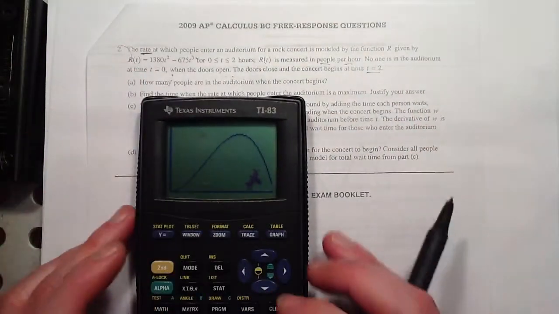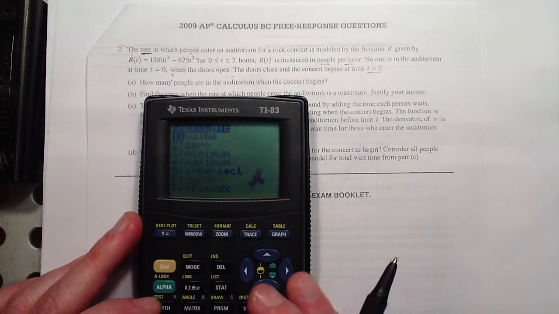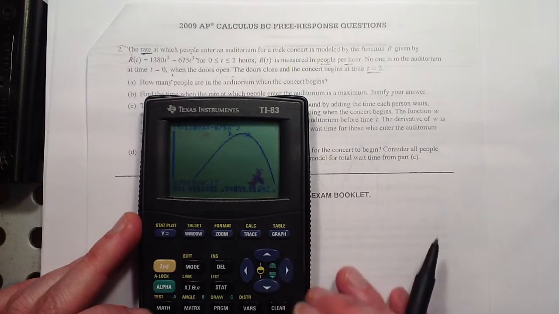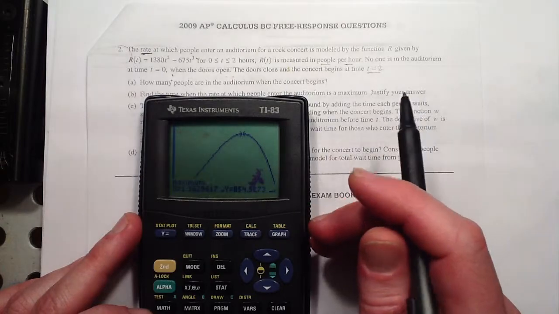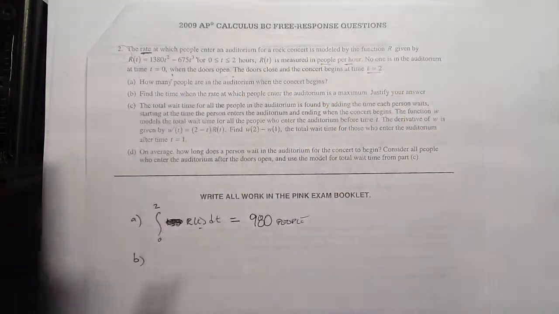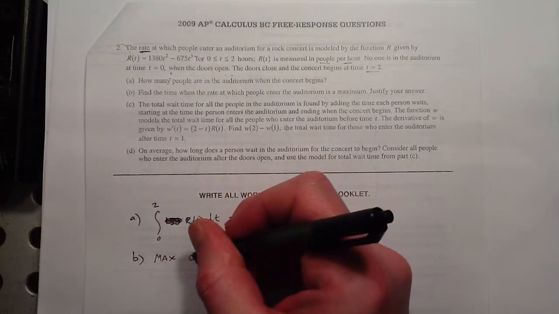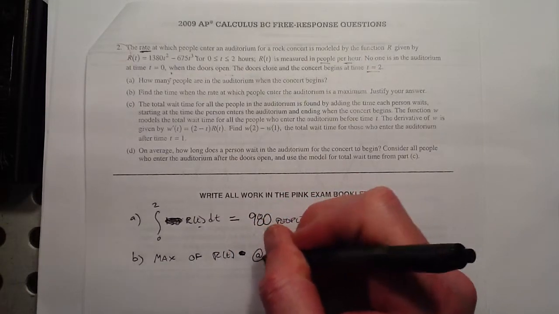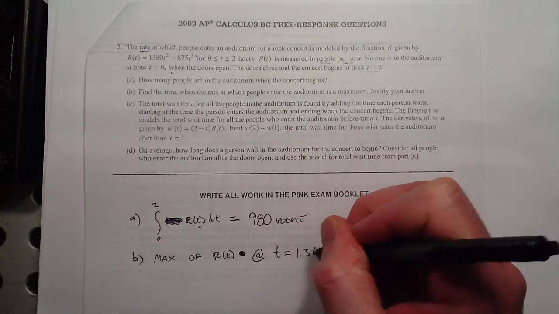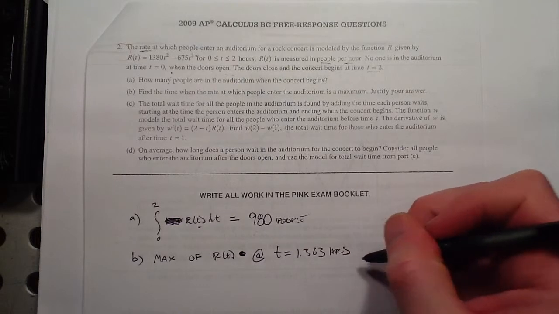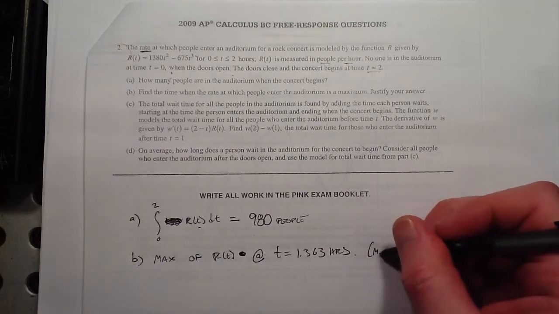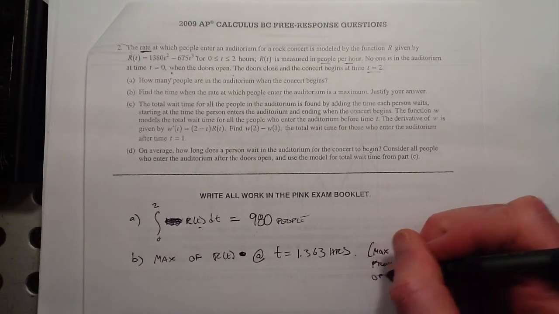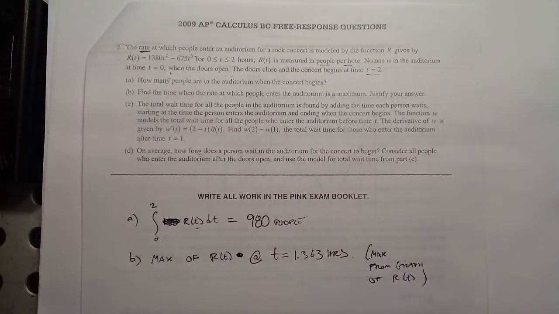So find the time when that rate's at a maximum. So I can calculate maximum, happens at time 1.363. Maximum of r of t happens at time 1.363 hours. And I don't know what they want us to do here. I'll say maximum from graph of r of t. Maybe that's enough. Who knows?